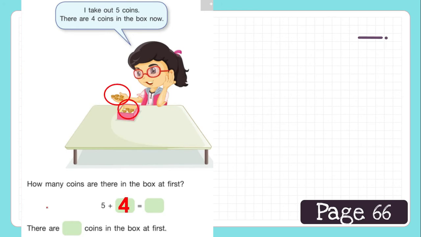5 and 4. So we're going to write 5 there and 4 in the second box. So 5 plus 4 equals 9. So there are 5 coins. There are 9 coins in the box at first. Okay?